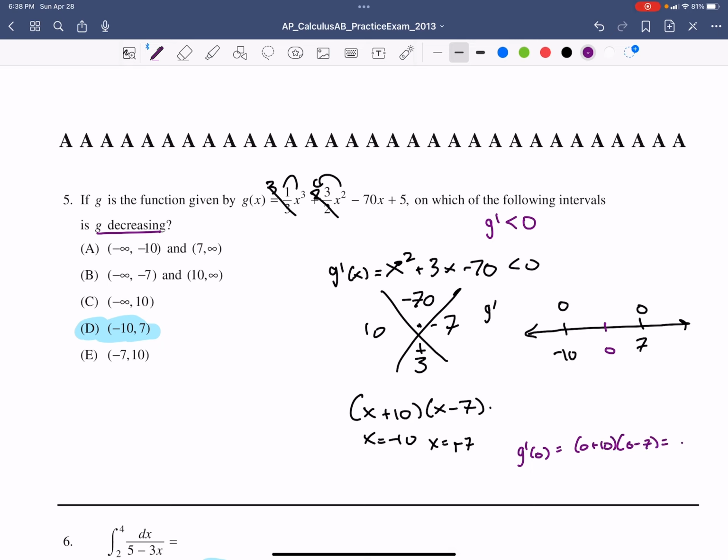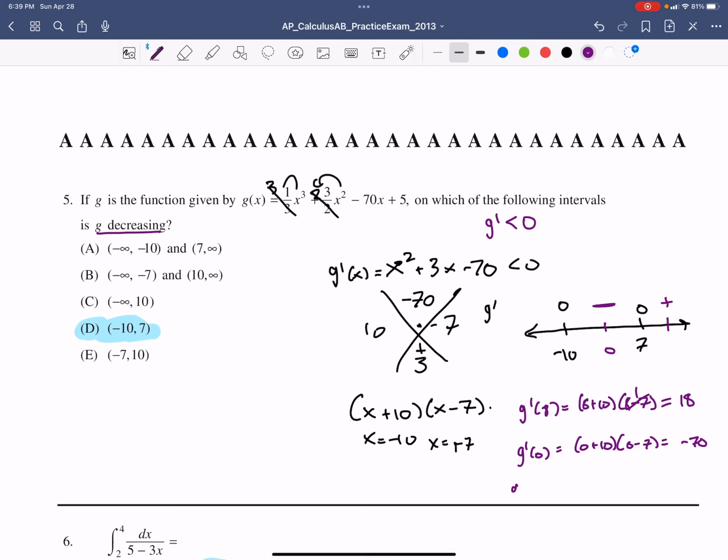That's going to give me negative 70. And that means I get a negative value here, right? And then I also got to test the point to the right of 7. So I'm going to try g prime of 8, which is going to give me 8 plus 10 times 8 minus 7. So 8 minus 7 is 1. 8 plus 10 is 18. So you're going to get 18 here. That's positive. So g prime is positive there.